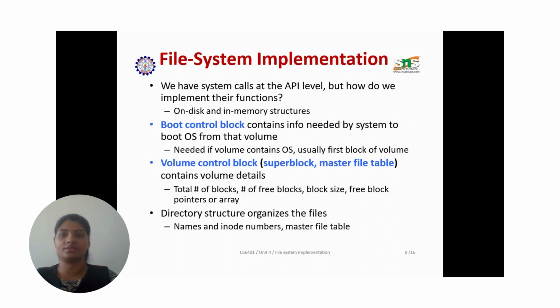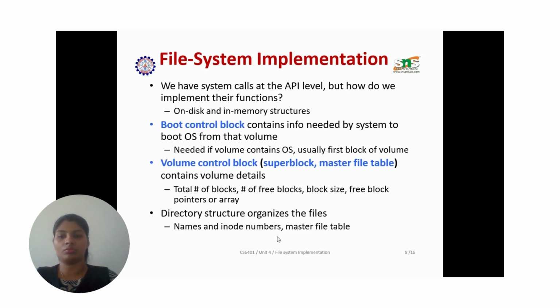Today, let us discuss file system implementation. We have system calls at the API level, but how do we implement these functions? You can implement these functions on disk or in memory structures. We have a boot control block which contains all the information needed by the system to boot an operating system from that volume. It is needed if the volume contains an operating system, usually the first block of the volume.